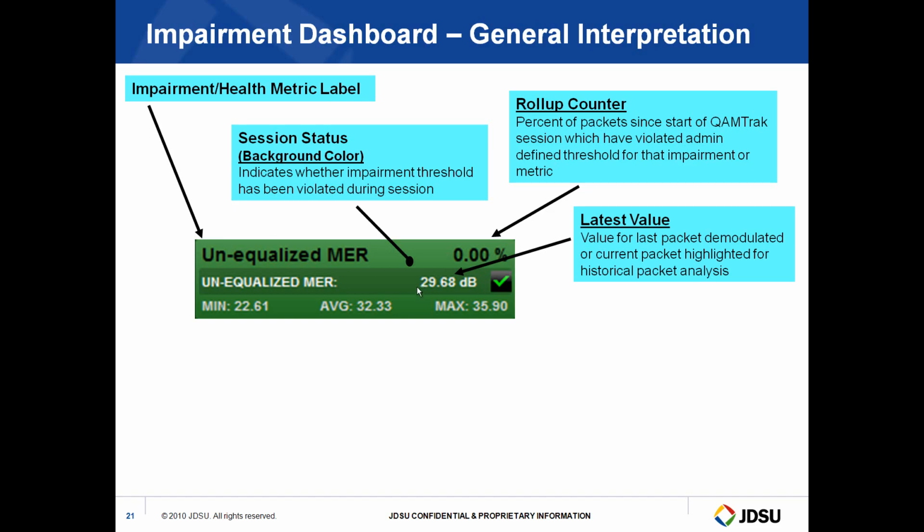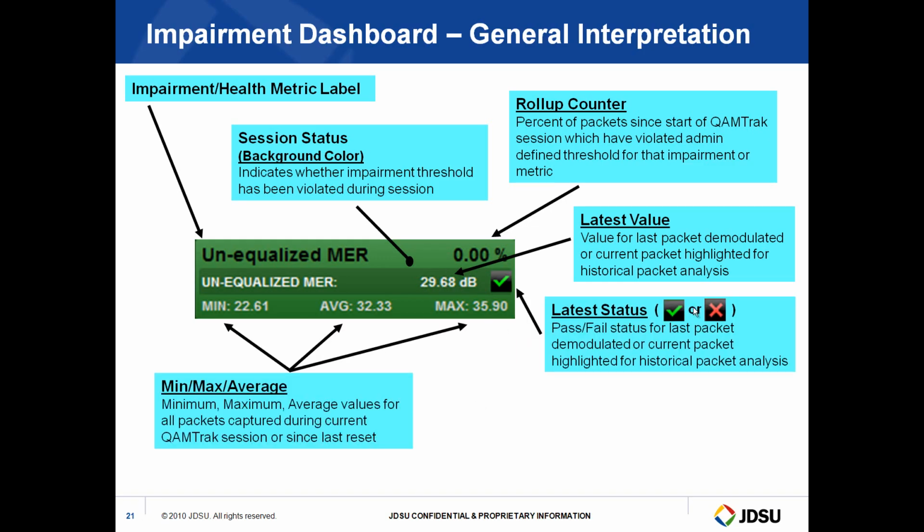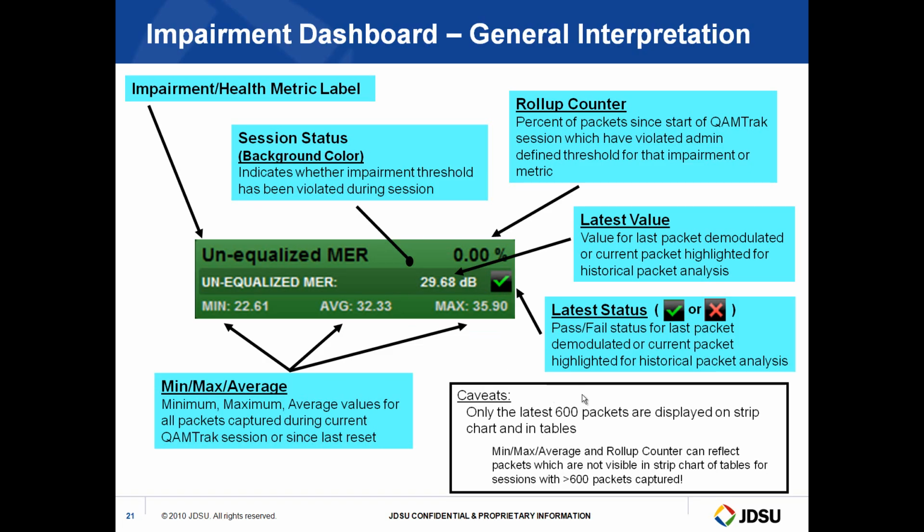So if you're watching a QAM analyzer demodulating packets in real time, then you'll see this update. Or if you've paused and you're stepping back through time, then you will see this value for each packet, the current packet that you're looking at. Latest status here, this is just pass-fail for each packet. Does it pass or fail against the threshold? Min-max and average is relatively self-explanatory, other than the fact that there's only a 600 packet rolling buffer.